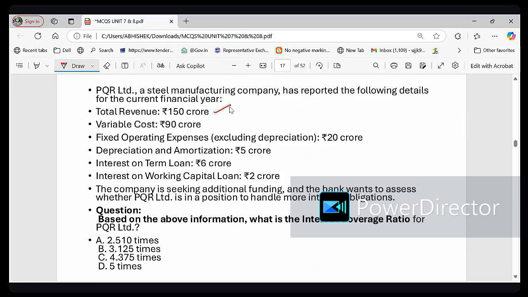Total revenue is 150 crore, variable cost 90 crore, fixed operating expense excluding depreciation is 20 crore, depreciation and amortization is 5 crore, interest on term loan is 6 crore, and interest on working capital loan is 2 crore. The company is seeking additional funding and the bank wants to assess whether PQR is in a position to handle more interest obligation, that means can they pay interest comfortably? So the question is, what is the interest coverage ratio for PQR? This question is most frequently asked.